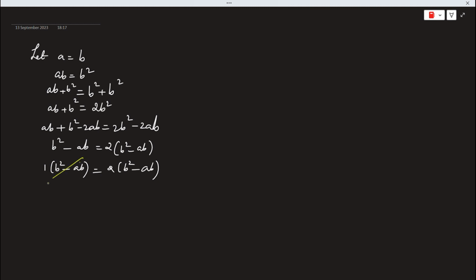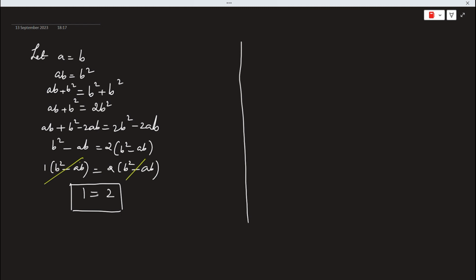So let us try to cancel b square minus ab. Finally what we get here is 1 is equal to 2. This is the result we get, which all of us know is not a correct mathematical statement. If you try to understand very carefully, the reason behind this statement 1 is equal to 2 is one very silly mistake, which is not allowed in mathematics, that has taken place here.